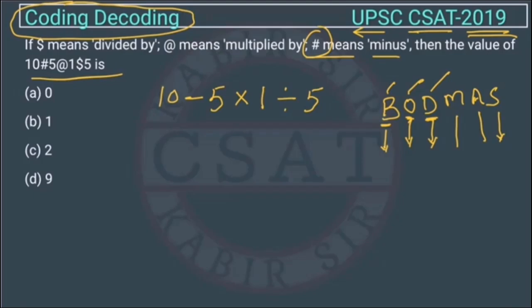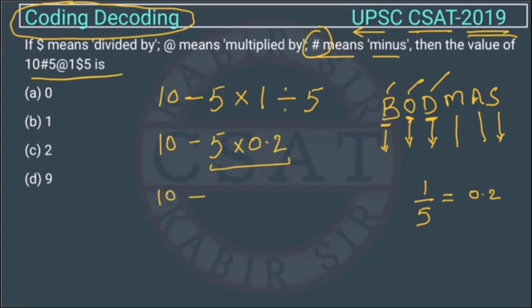So this will become how much? This will become 10 minus 5, multiply 1 upon 5 is how much? This will be 1 upon 5, right? So this will become 0.2, right? So we will write 0.2. Then multiplication, we will solve this thing, right? So this will become 10 minus, so this will be this. So now we will solve 10 minus 1. So this is 9. So the answer will be option D. So this is the answer, right?